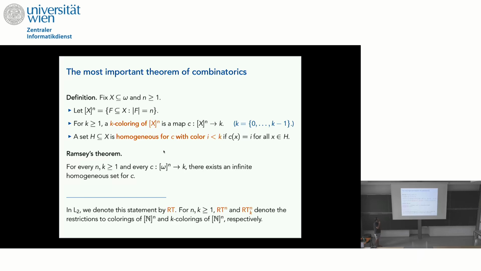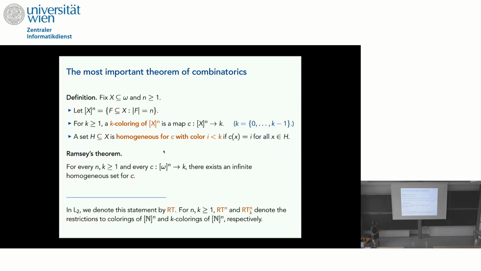So what's Ramsey's theorem? Suppose we have an infinite subset x of omega, or it could be the natural numbers if we're defining this in RCA naught. This bracket x to the n just denotes the set of all subsets of size n, or if you like, increasing n-tuples, or however you want to think of it. And then a k-coloring of x to the n is just a map that assigns to each one of these n-tuples one of the colors 0 through k minus 1.